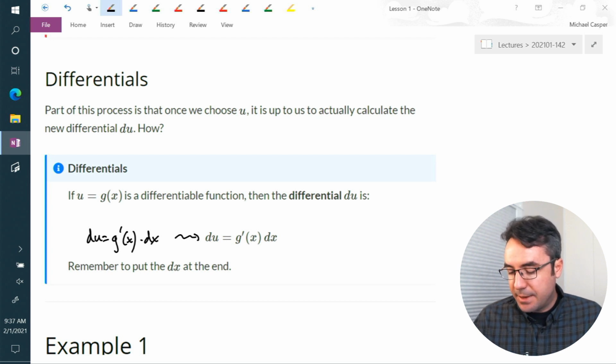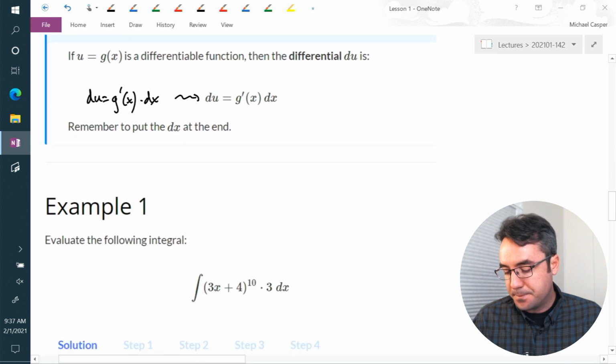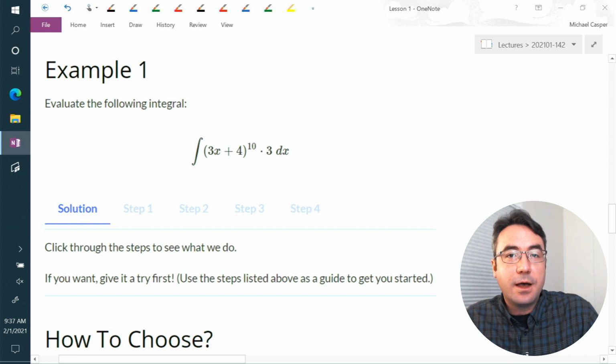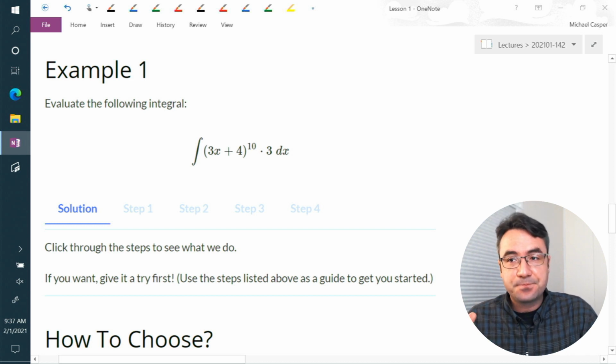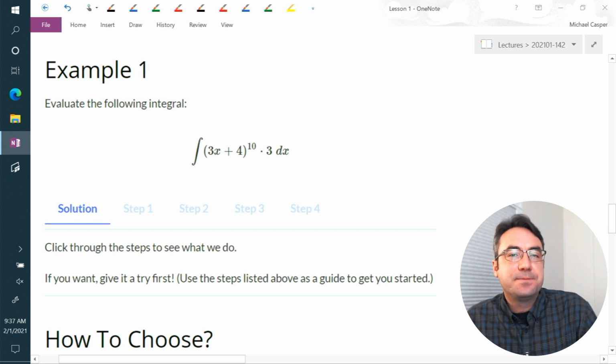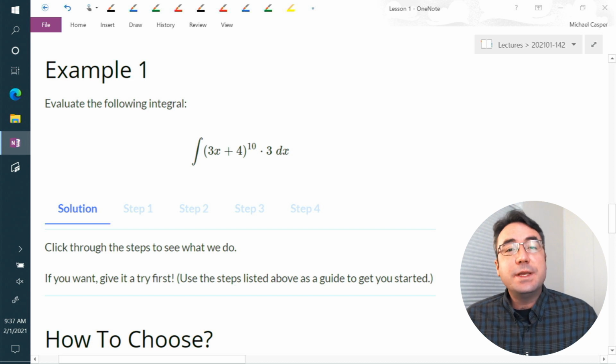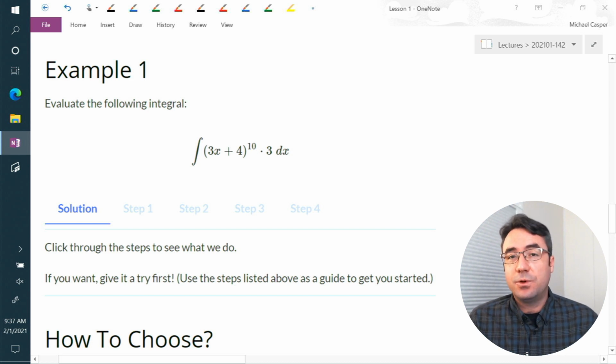So let's try example 1. We're going to look at the integral of 3x plus 4 raised to the power 10 times 3, and we're going to see how to do this using substitution rule. Really the reason why we would need substitution rule is this isn't one of our elementary form integrals. It's not one of our basic integrals that we can just do. There's a little bit more going on here. So let's see how the process works.